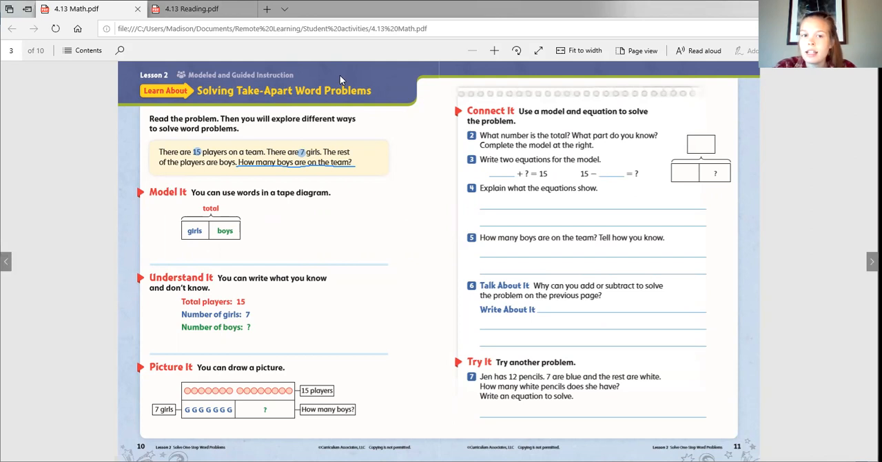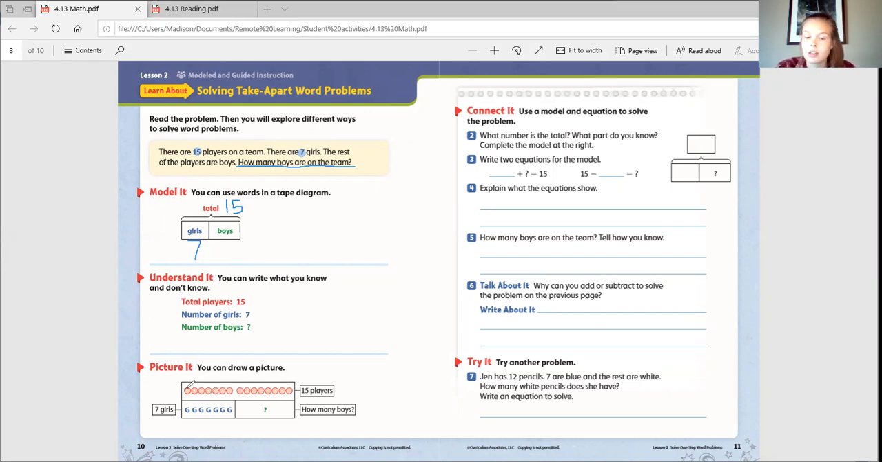Now, do we know any numbers that can go with this? How many players are on the team total? 15. So I'm going to write that there to help me. And then 7. Are there 7 girls or 7 boys or 7 mixed? Let's see. There are 7 girls. So I'm going to have 7 right there. They did the same thing down here, writing it out. And then down here at the bottom, they drew it out. So they drew 15 circles for the 15 players in all.